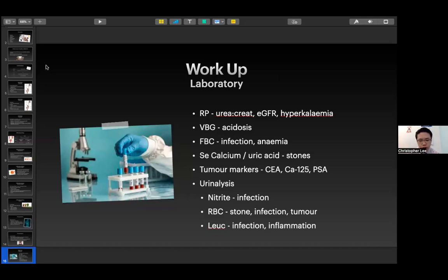Urine tests, a simple urine FEME or urinalysis, has a few useful components, namely nitrite, which is quite specific for urinary tract infection. RBCs are quite general. They could be positive in stones, infections, tumors, even the presence of foreign objects such as stents and urinary catheters. You will have RBCs as well. Similarly, leukocytes are present in infections and inflammations, and you can also find them in stones and also foreign bodies like catheters.